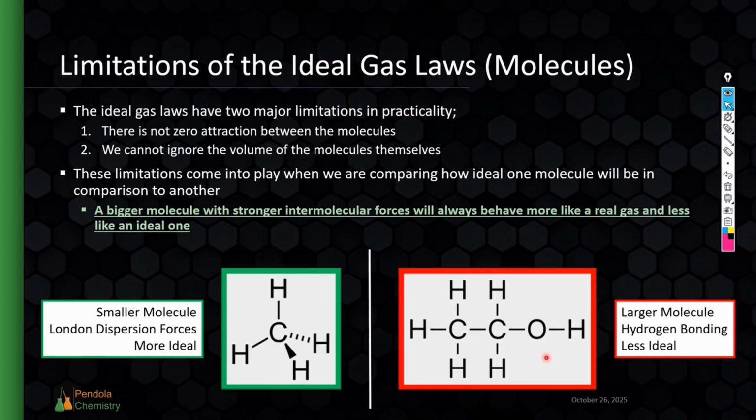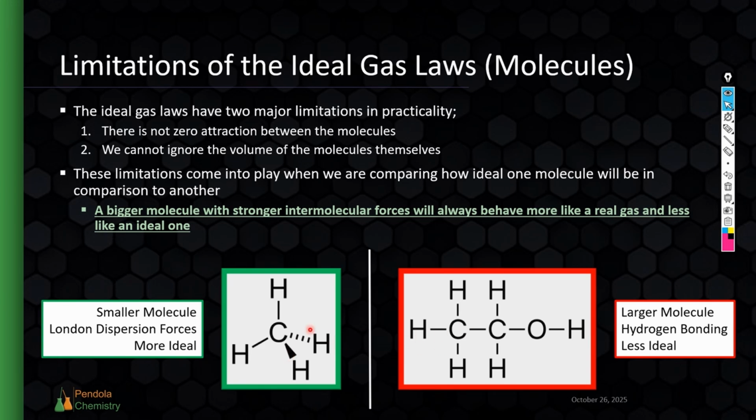So when we look at a molecule, a bigger molecule with stronger intermolecular forces is always going to behave more real and less ideal than a small molecule with weak intermolecular forces. So something like ethanol, which we see here on the right side highlighted in red, which is a large molecule with hydrogen bonding because of that OH, is going to be less ideal than something small and with weak London dispersion forces like the methane we see in green on the left side.